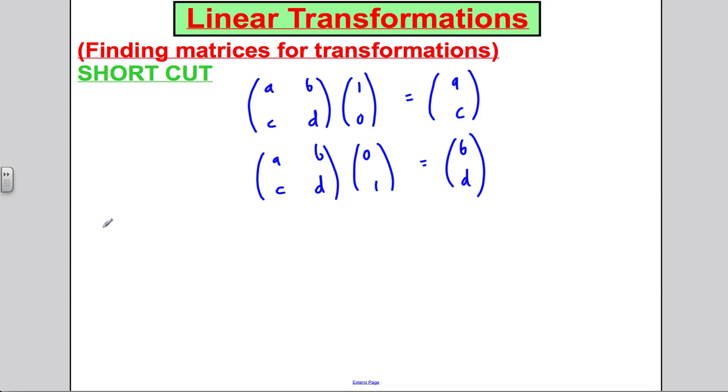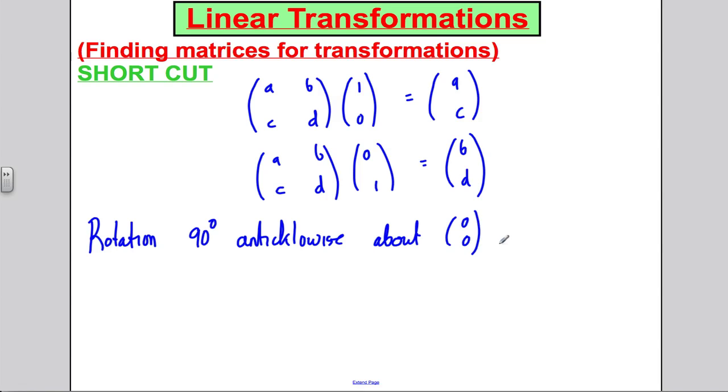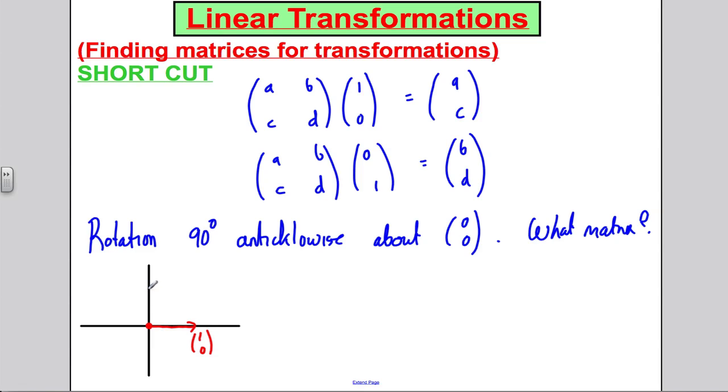Well, if I'm told the transformation, say, a rotation of 90 degrees anti-clockwise about 0, 0, and I'm asked what matrix, how on earth could I do that? Well, all I would have to do, very simply, is draw out a little picture to help myself. I'd draw out 1, 0 and 0, 1. And all I'd have to do is then decide where they go after a rotation of 90 degrees.